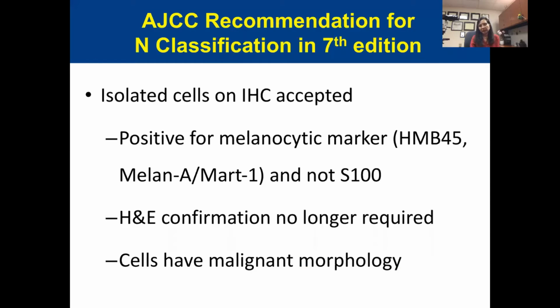So according to AJCC, since the 7th edition, even if we see an isolated cell on immuno, it is qualified as a positive sentinel lymph node. But when we use the immuno, of course, we should be using the more specific melanocytic markers such as HMB45 or MART-1 instead of using something like S100. This is, as you know, not specific for melanocyte or melanocytic lineage. And according to the AJCC, H&E confirmation is no longer required. As long as you see the positive cell in the immuno, you can call that positive. But of course, personally, I prefer to see that cell on the H&E if possible, to see if that cell has malignant morphology or not.